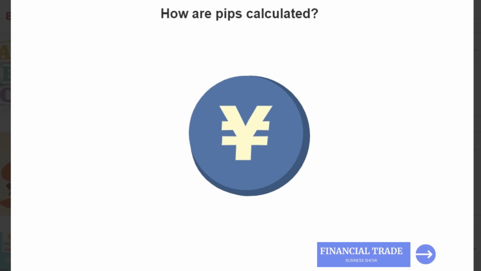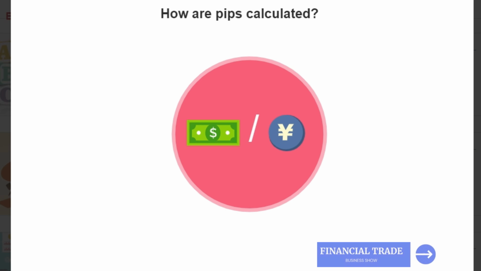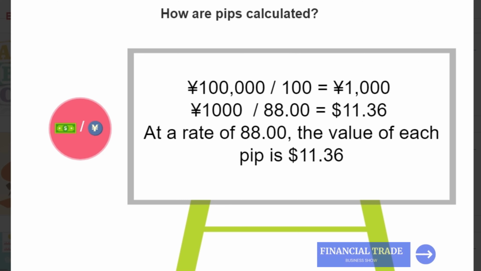For the Japanese yen, the calculation is slightly different. We divide the amount of the transaction in terms of the base currency by 100, and that is the value of the pip. For example, for a transaction of $100,000 in the currency pair dollars to yen, we divide by 100, and the result is 1,000 yen. Assuming that the exchange rate is 88.00, we divide the 1,000 by 88, meaning 11.36 US dollars per pip.